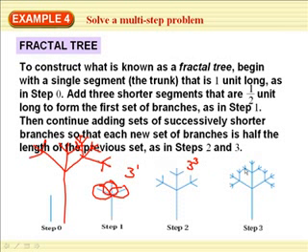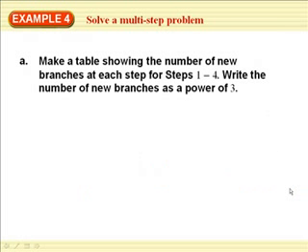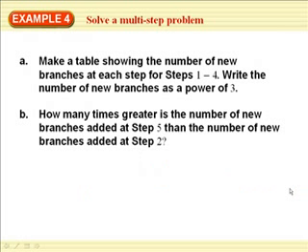3, 6, 9, 12, 9 times 3 is 27, sorry, 9 is 3 to the second and this is 3 to the third. So step 4 would be 3 to the fourth. How many times greater is the number of branches added at step 5 than the number of branches added at step 2? So step 5 would be 3 to the 5th. So 3 to the 5th and 3 to the 2nd, we would subtract them, so there would be 3 to the third more.